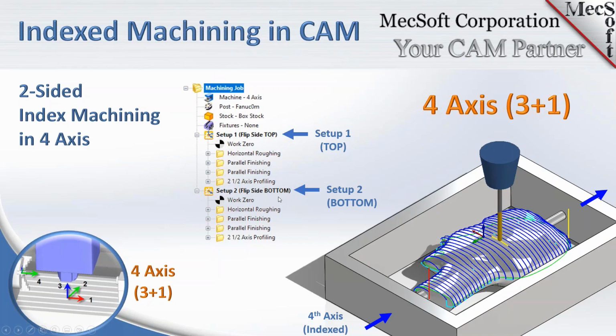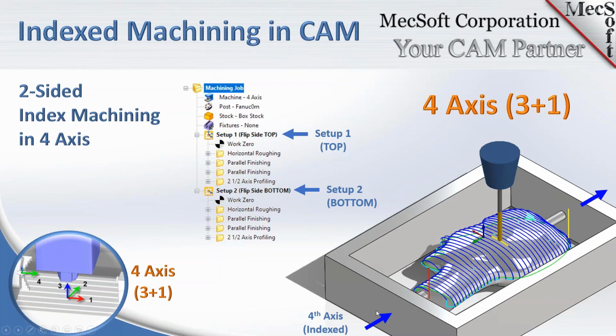Now, in 4-axis, we call it 3+1 because you have your 3-axis operations, okay? And then you have an additional 4th axis, which you're locking in place while you're performing these 2- and 3-axis operations.